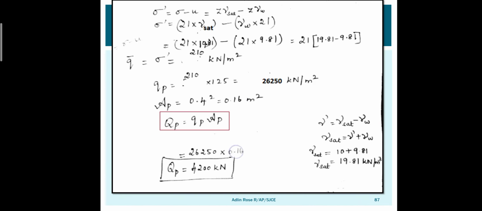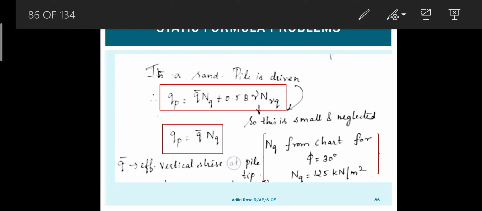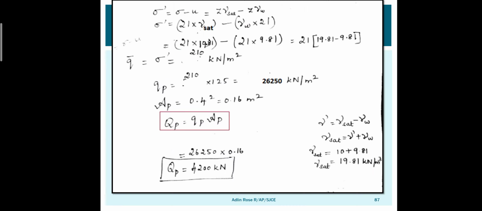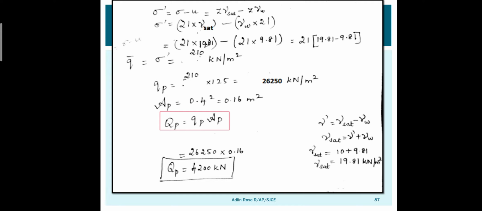Now our formula is qp is equal to q bar Nq. So we have now found q bar: 210 into what is Nq? From the chart it is going to be 125. So multiply 210 into 125, which will give you 26250 kilonewton per meter square.